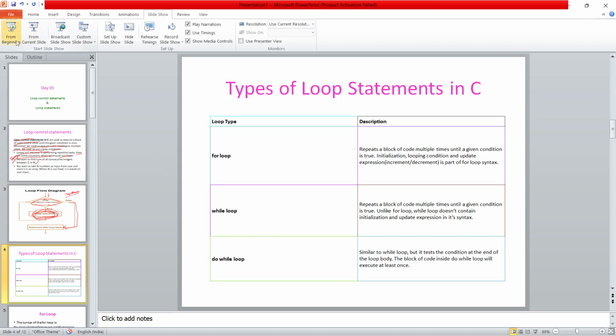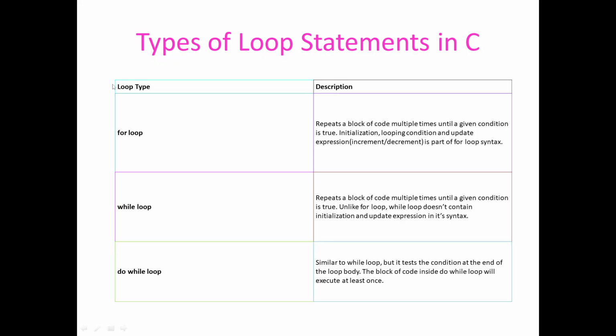C offers many loop control statements. Some of them are the for loop, while loop and do while loop. The for loop repeats the block of code multiple times until the given condition is true. Until the condition we mention in the for loop is satisfied, the flow of execution of that block continues. If that condition is not satisfied, it escapes from the loop. Initialization, looping condition and update expression are part of the for loop syntax. I'll show you the syntax of this for loop. First we will discuss what is what, then we will get into depth. Then the while loop.